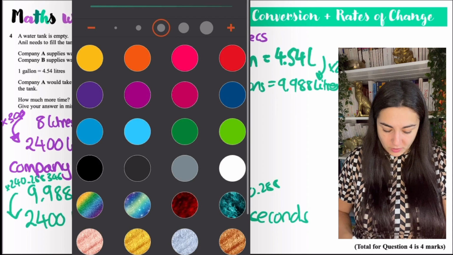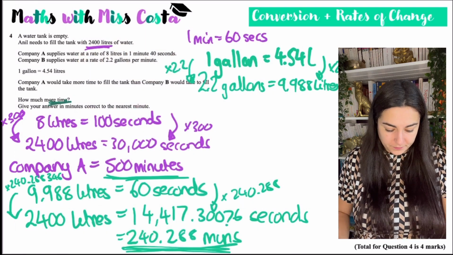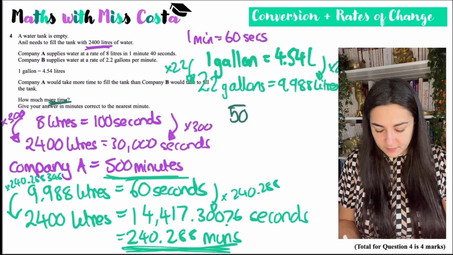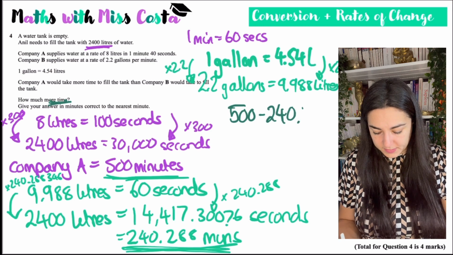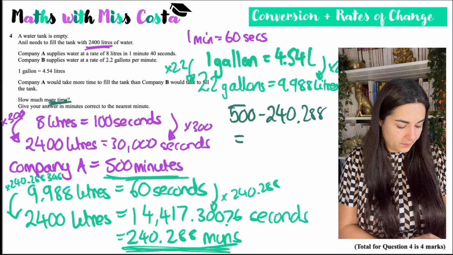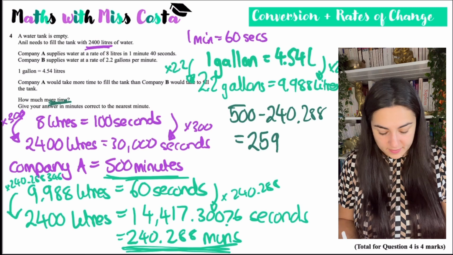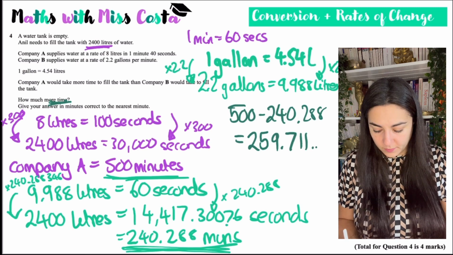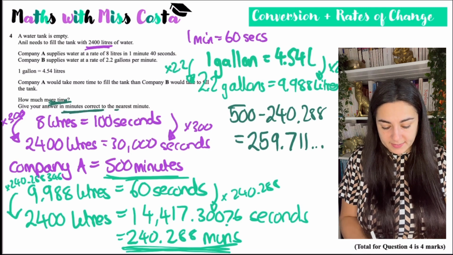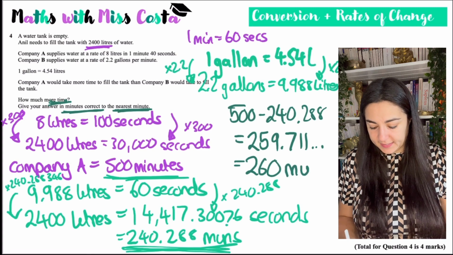So how much longer, how much more time? All I need to do is 500 take away 240.288, which leaves me with 259.711. So it says give your answer in minutes correct to the nearest minute. So that would be 260 minutes.